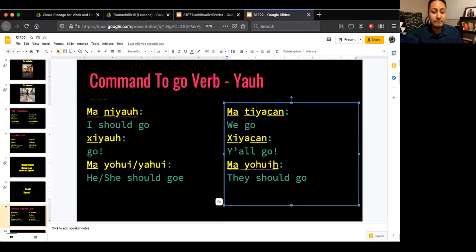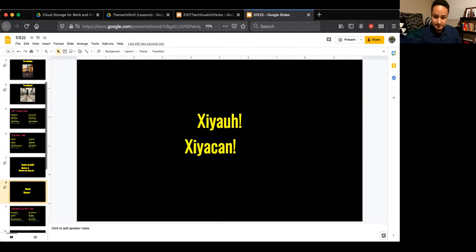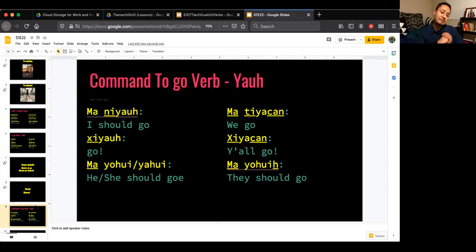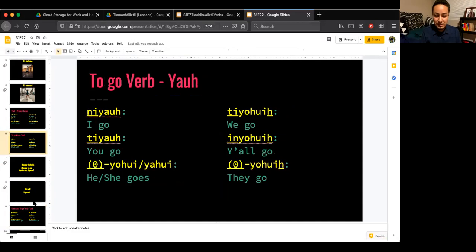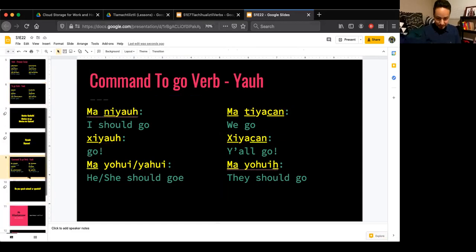So these are the command forms, or also the should or may forms that you could go back and refer to in the previous lesson that I taught you about commands. So essentially, you have to memorize each of these forms, and there's nothing much that you can do to go around it. Pretty much just memorize. Okay, so that's basically going.